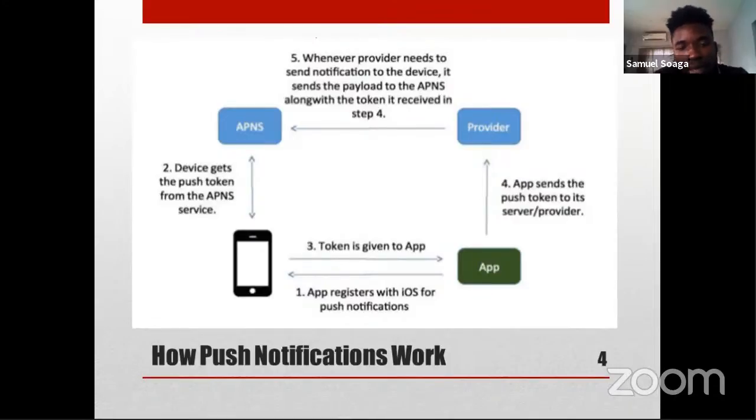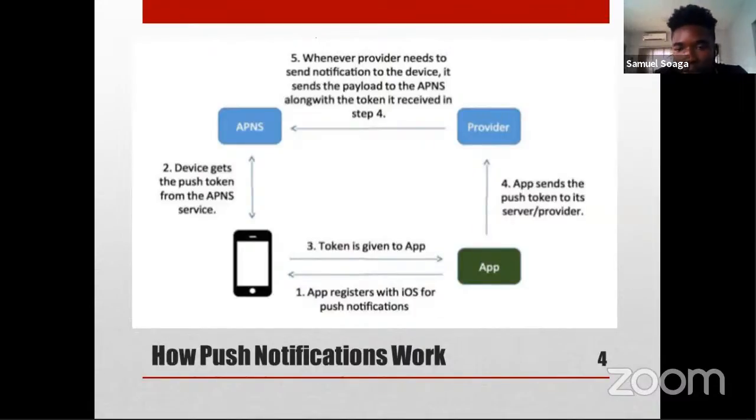If it's Android, it would be GCM. Then your phone gets a token from the APNS server, the notification that will enable you to run push notifications in your app. Every device has a unique token. So the token from the APNS is given to the phone, then the phone puts the token on the app. The app then sends the token back to the provider, saying, okay, this is the token; if you want to communicate with me, this is the token that will be used to communicate with me.